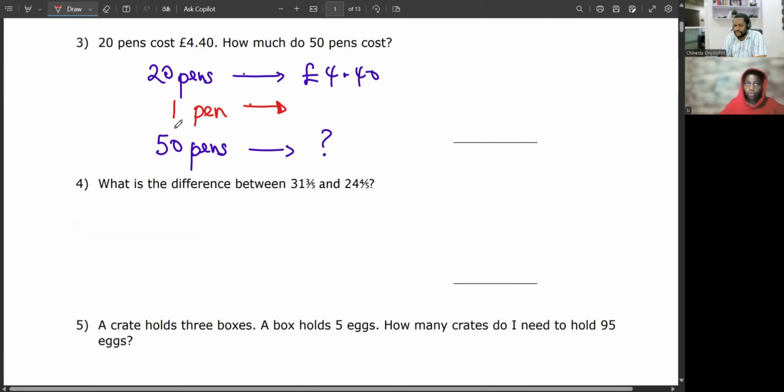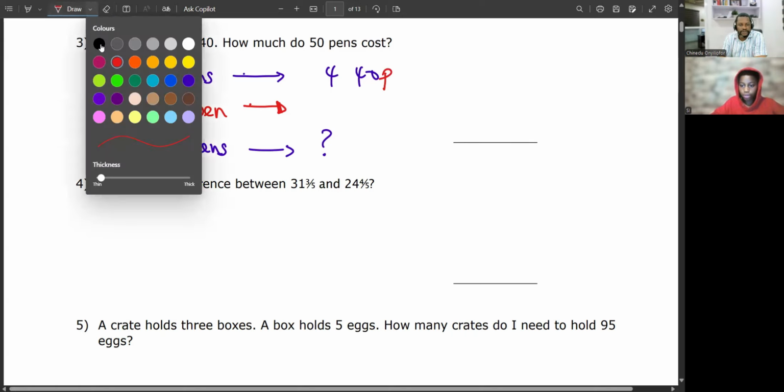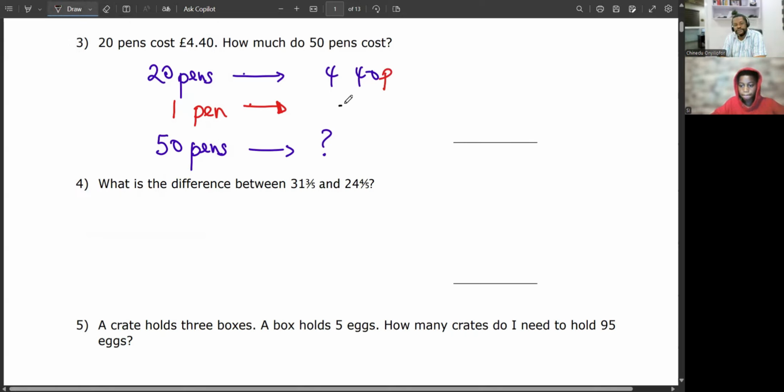So 440. You could just write it in terms of p, okay? Write it in terms of p, to be a lot easier for you. 440p divided by 20 would be £2.20. Yeah, that's £2.20.